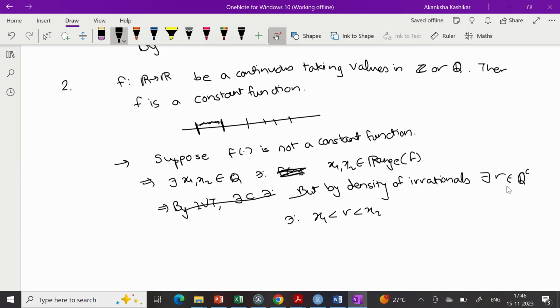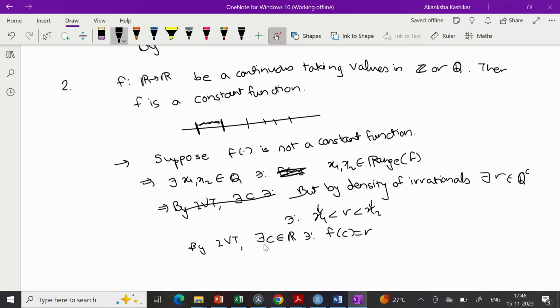Okay, there exists an irrational number r such that r is between x1 and x2, and then by the intermediate value theorem, there exists some c in R such that f of c is equal to r, because r is an intermediate value. x1 is one possible value of f and x2 is another possible value of f. So r is an intermediate value, so it must be taken.